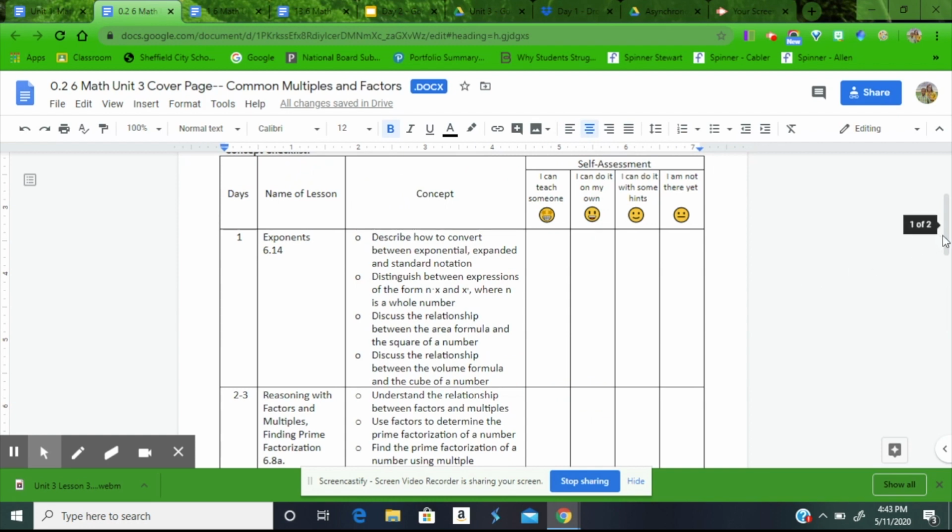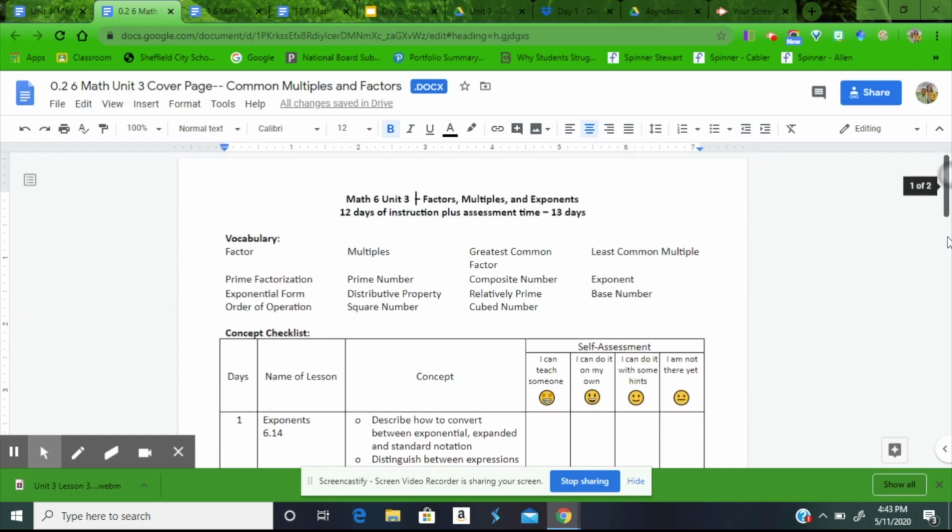Now looking at our simplified scale or our cover page, you'll see again this is Math 6, Unit 3, Factors, Multiples, and Exponents. 12 days of instruction plus assessment time equals 13 days. Here you have again your vocabulary that they're going to see throughout Unit 3.